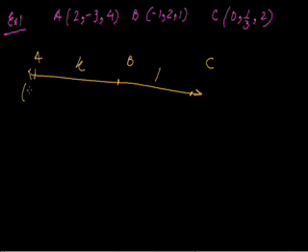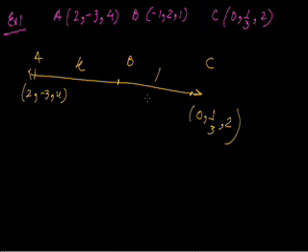So the coordinates of A are 2 comma minus 3 comma 4. Coordinates of C are 0 comma 1 by 3 comma 2, and coordinates of B are minus 1 comma 2 comma 1. By solving this, we will get the value of k, and if the value of k satisfies the other coordinates, then yes, A, B, C are collinear.